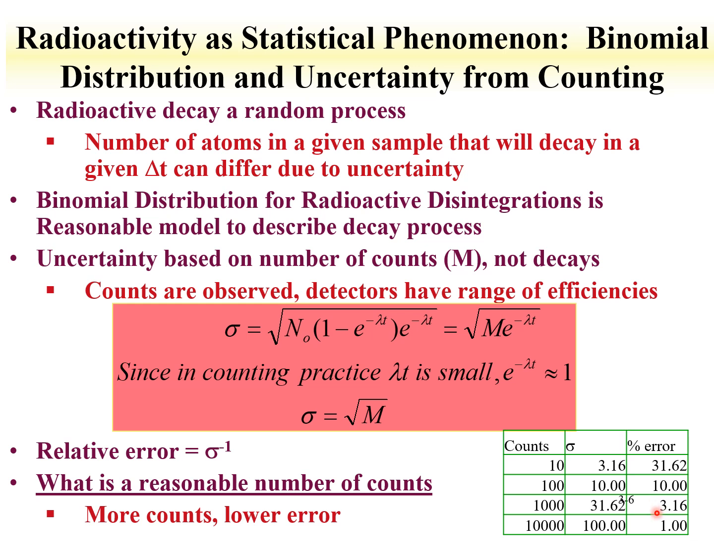Anything over 10,000 counts, you'll be under 1% error, but chances are most of the procedures you'll use in the lab will exceed that error.